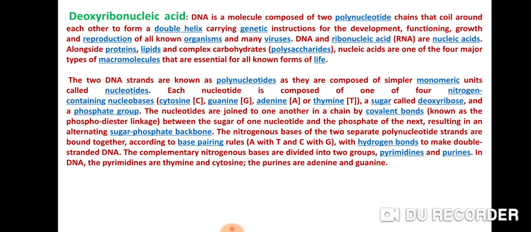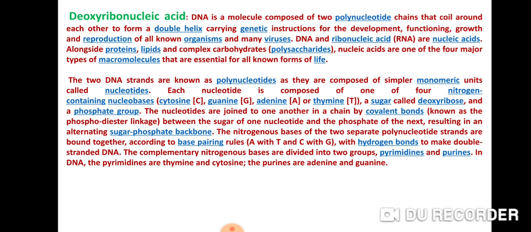The nucleotides are joined to one another in each chain by covalent bonds known as the phosphodiester linkage between the sugar of one nucleotide and the phosphate of the next, resulting in an alternating sugar phosphate backbone. The nitrogenous bases of the two separate polynucleotide strands are bound together according to base pairing rules: adenine with thymine, cytosine with guanine, with hydrogen bonds to make double-stranded DNA.